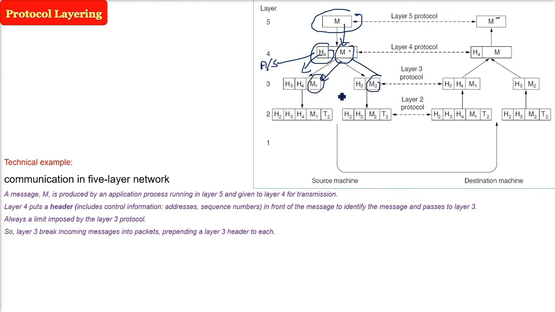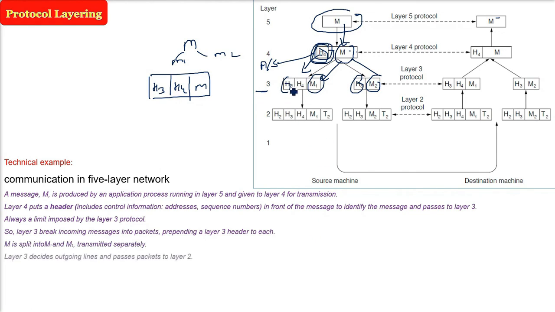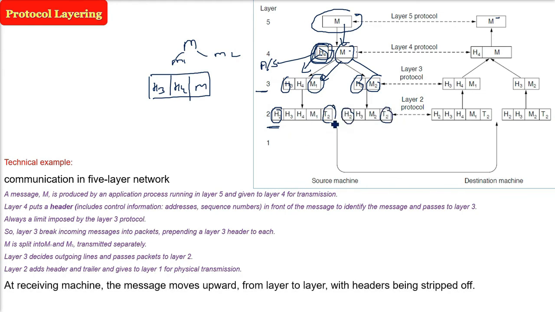So M1 and M2 will each have a header. See, the earlier header was placed by level 4 on the actual message. So now at layer 3, the message is already divided into M1 and M2. The divided part M1 will have the H4 header from layer 4, and one more header will be added for layer 3. And now it comes to layer 2, which will again add a header and trailer. H2 is the header and there will be a trailer, same for message 1 and message 2. Now this will be sent to the physical machine, or the communication path.